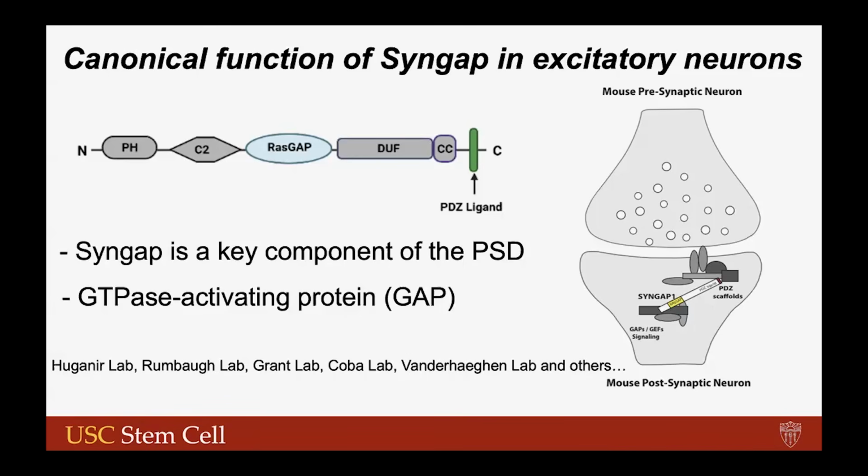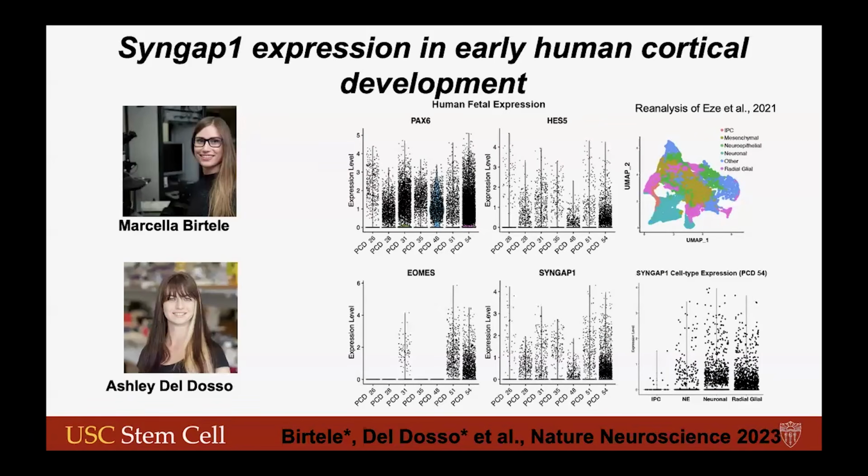So Marcella Birtele and Ashley Del Dosso, a wonderful postdoctoral fellow and PhD student in the lab, decided to look at the expression of SYNGAP1 in the human fetal cortex. They looked at expression of SYNGAP1 in different cell types of the cortex, and they were very surprised to see that SYNGAP1 is not only expressed in neurons, but they also found expression of SYNGAP1 in progenitor cells.